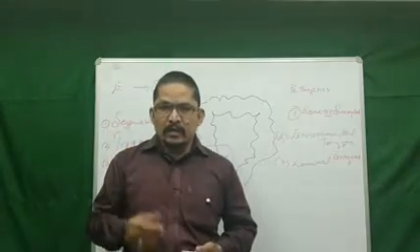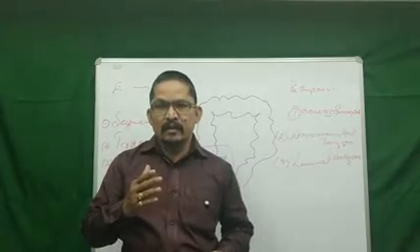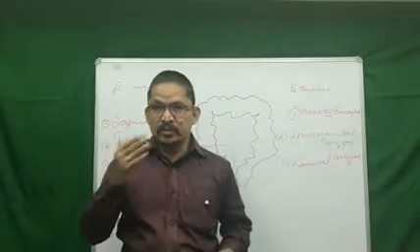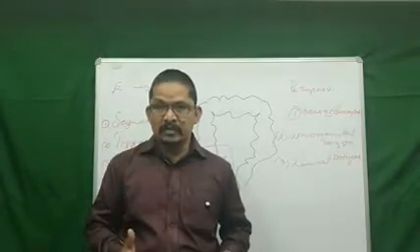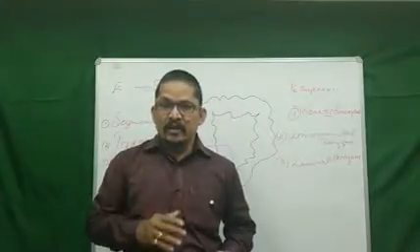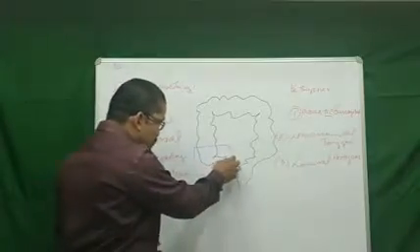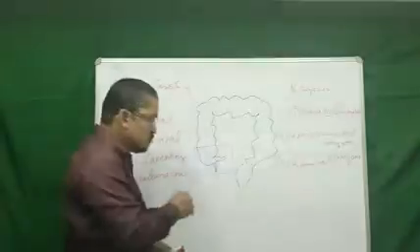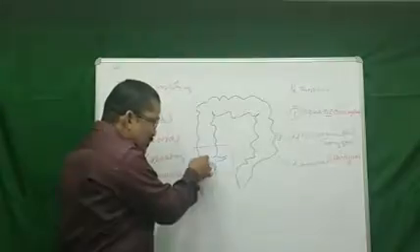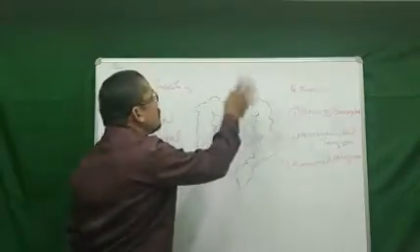Unlike ulcerative colitis, Crohn's disease can affect anywhere in our GIT, that means from mouth to anal region. But most commonly, it affects the terminal portion of small intestine, that means terminal ileum, then the starting point of the cecum, that means ileocecal junction, and the same may spread upwards.